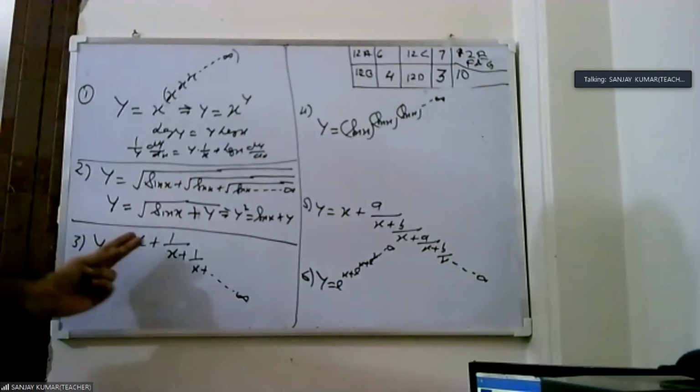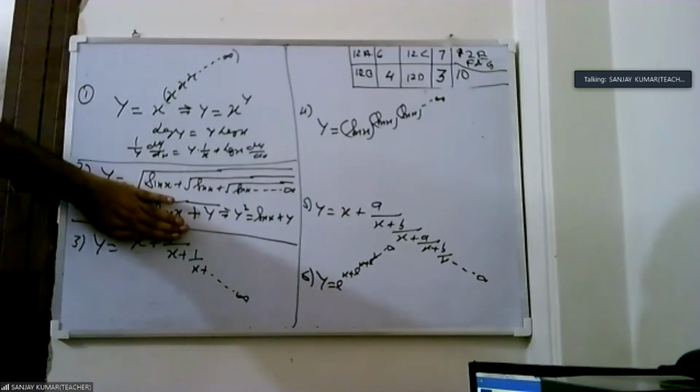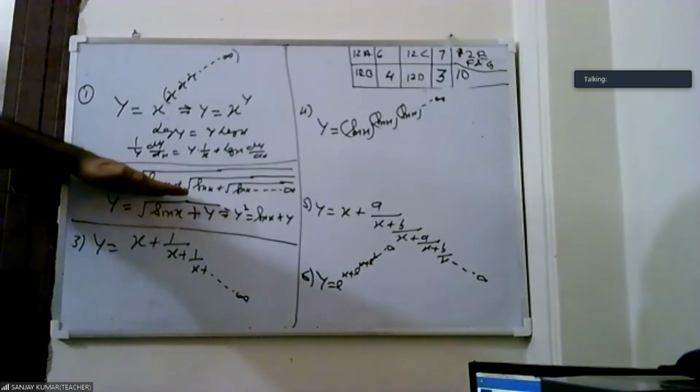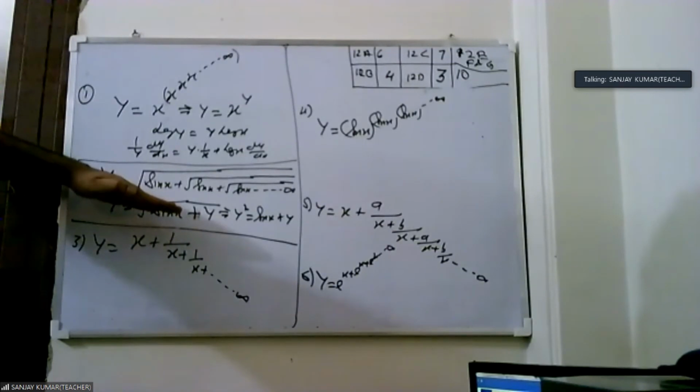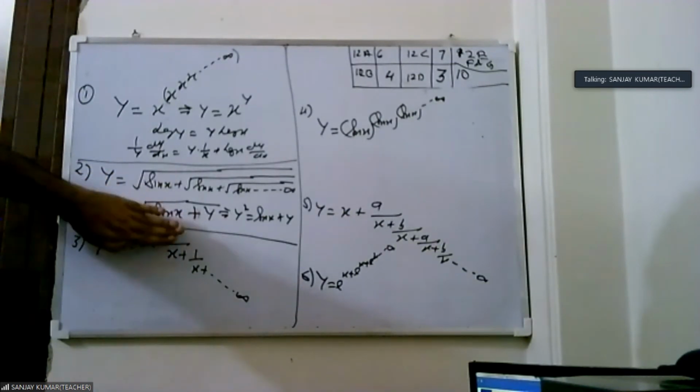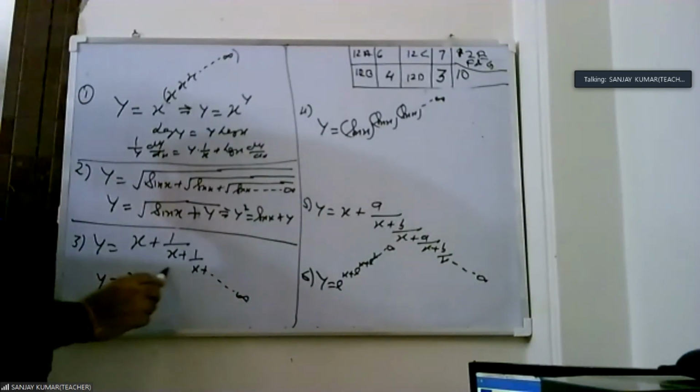Look at this: if you remove this x, it is not a question. If you remove this part, then it is y, because it is the same thing as y. Because x plus 1 by x is y, and the original y is also this. If you remove this, you get y. So this is y equals x plus 1 by y.